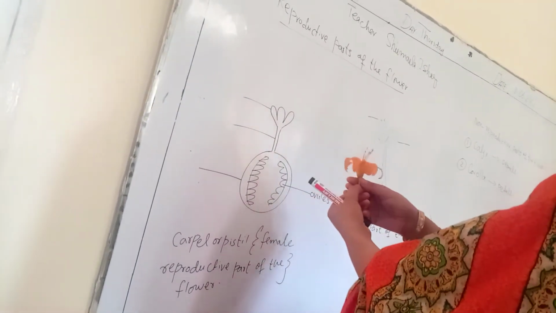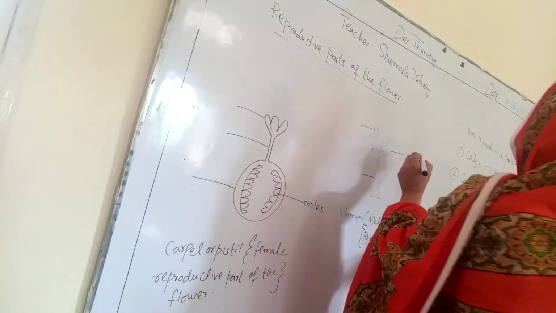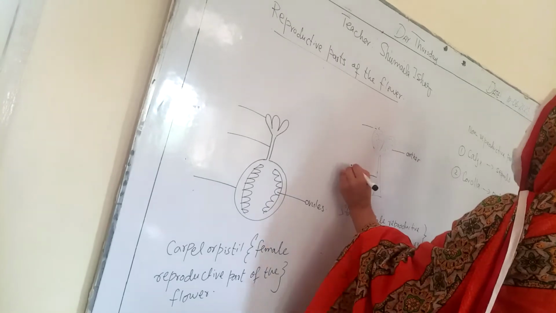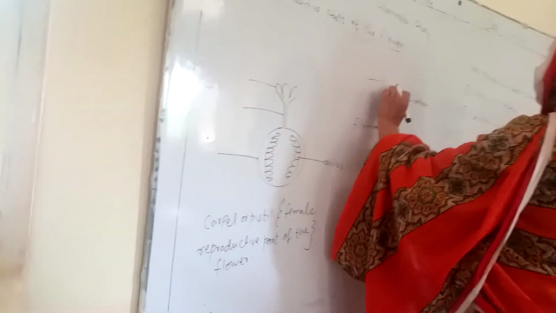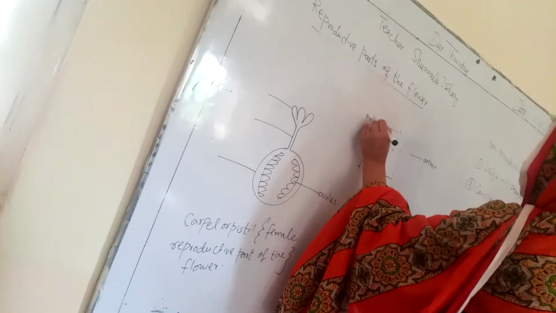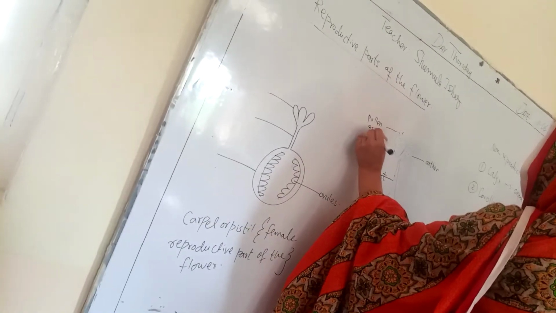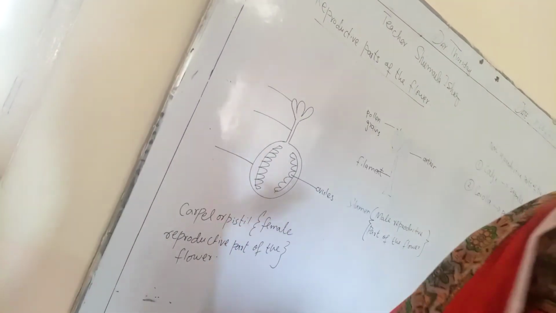So we label it: this is anther, this is filament, and pollen grains are produced inside it. So the pollen grains are the male reproductive part of the plant.